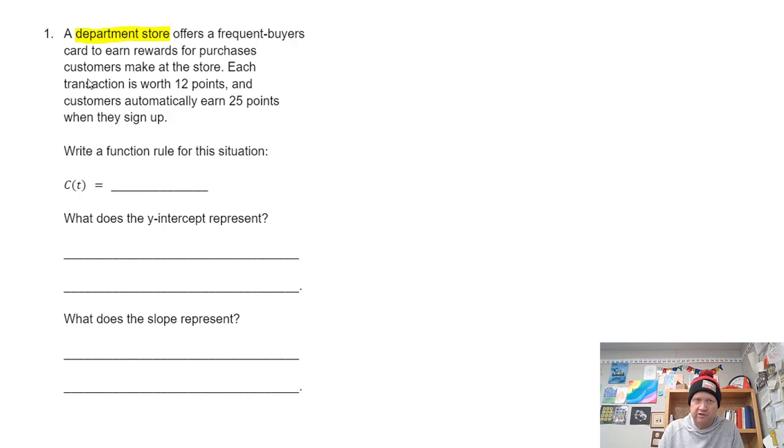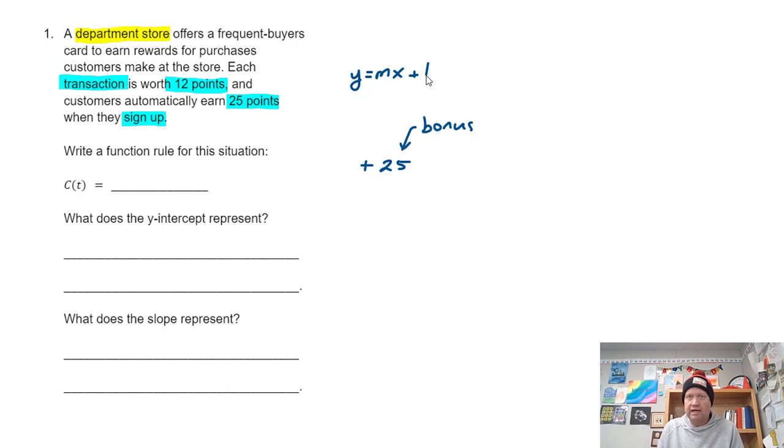card. And that means every transaction that they make is going to be worth 12 points. But it says they also get 25 points automatically just for signing up. So the 25 points that they get for signing up means even if they don't make any transactions, the graph is automatically going to start at 25. That's your bonus. And if you remember from our slope intercept form, these equations are going to look like they're in y equals mx plus b format.